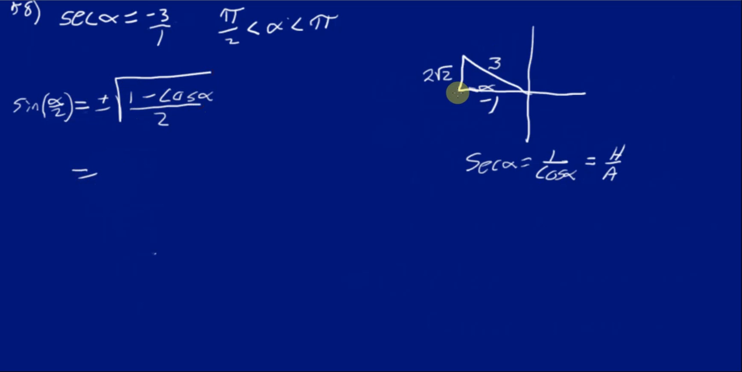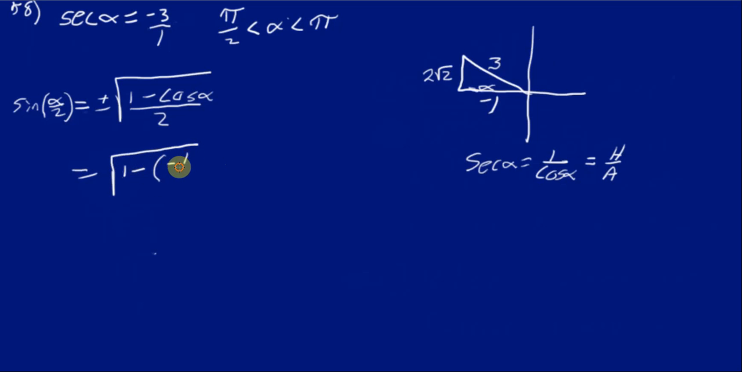Alpha divided by 2 is going to be somewhere between 180 divided by 2, which is 90, and 90 divided by 2, which is 45. So it's in the upper half of the first quadrant, and everything's positive there. So we're going to deal with the positive square root of 1 minus the cosine of alpha, adjacent over hypotenuse.